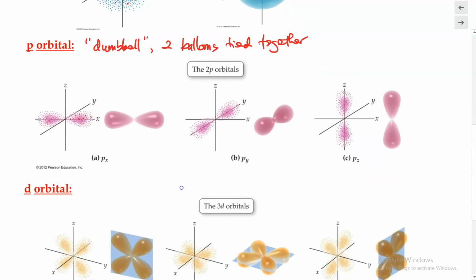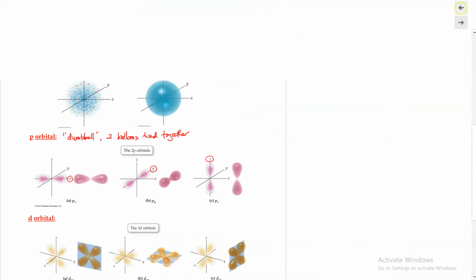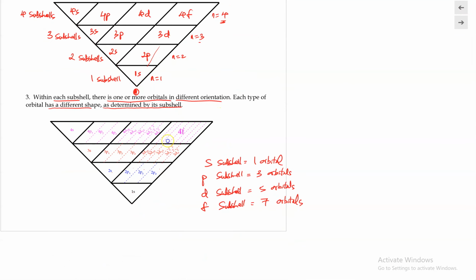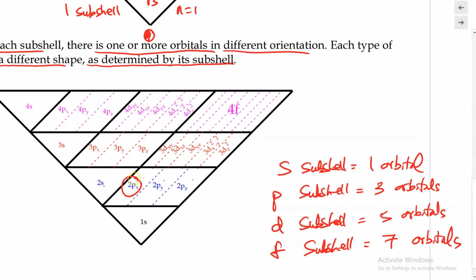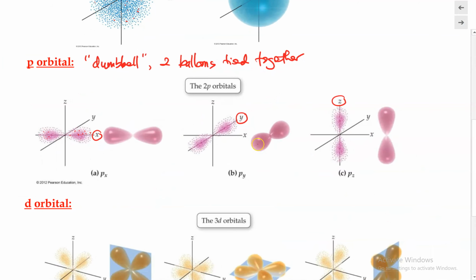Now, the p orbital has 3 different orientations. This one right here is on the x orientation, this one is on the y orientation, and this one is on the z orientation. Going back to the diagram that we have seen over here, this is what it would mean. 2px means that it is the p orbital on the second principal shell on the x orientation. This one would then be the p orbital on the second shell on the y orientation, and this one on the z orientation. So going back, the shapes are all similar except they are located on different axes or different orientations.